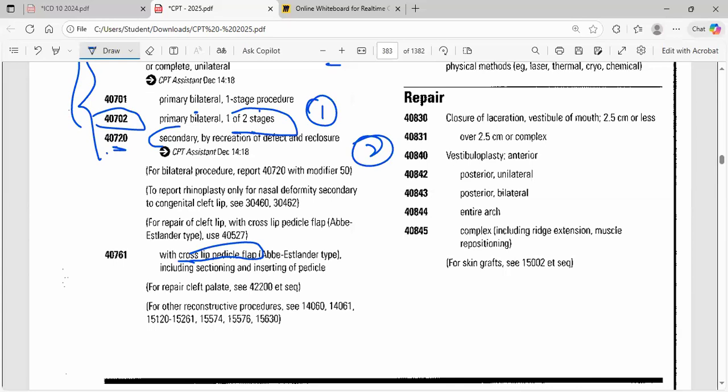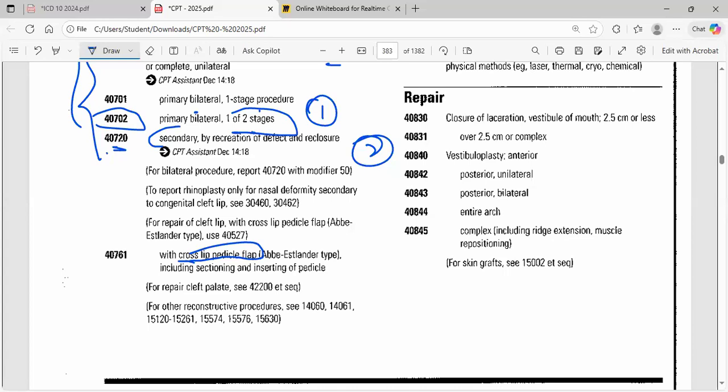So in the flap, what happens? Another living tissue has been moved from one place to another so that we can restore the shape and the function of the previous organ. So the plastic repair has been performed with a cross lip pedicle flap. Then we are going to use 40761.